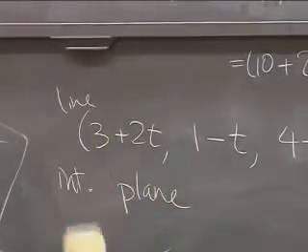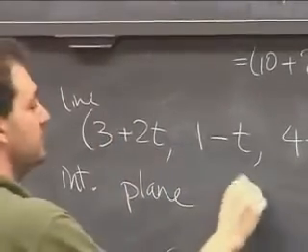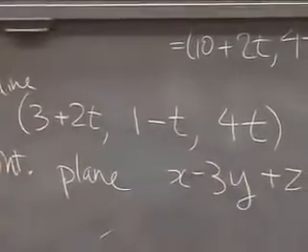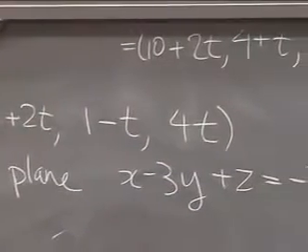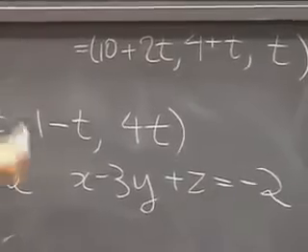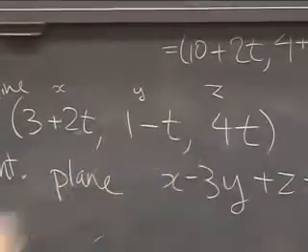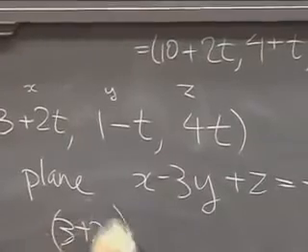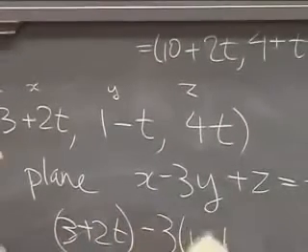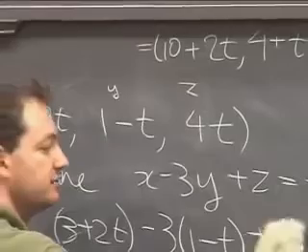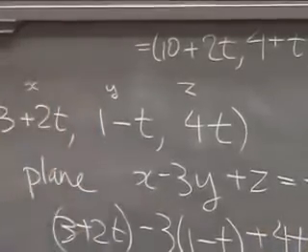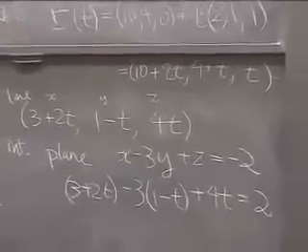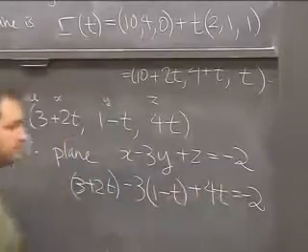Let's just keep the same plane. What the hell? x minus 3y plus z equals minus 2. Where does that line intersect that plane? Well, this is x, this is y, this is z. So you just plug it in. You get 3 plus 2t, that's the x, minus 3 lots of y, 1 minus t, plus z, 4t equals 2. And now we should be able to solve for t. Oh, did I make a mistake? Oh, negative 2, thank you. I did make a mistake.